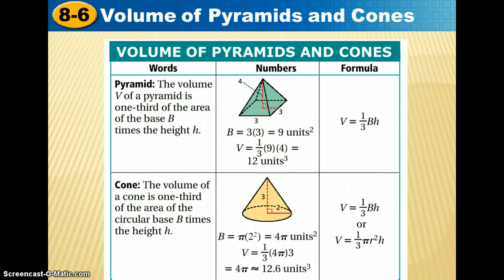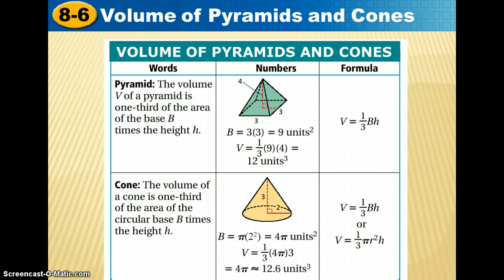For the cone, same thing. Volume equals 1/3 big B times height. And in this case, since you have a circular base, big B, as they show there, is going to be pi r squared because that is the area of a circle, which happens to be the base of a cone. So those are our formulas.